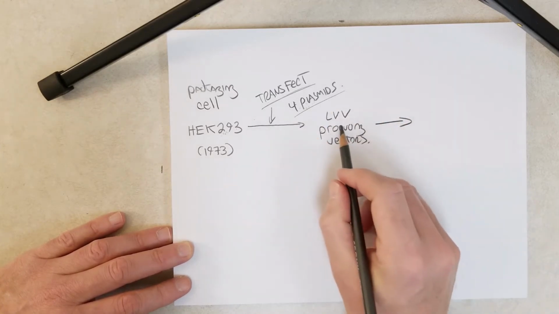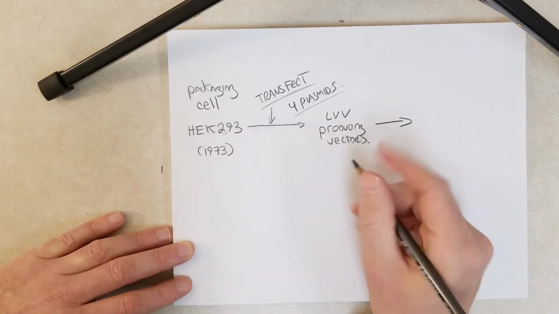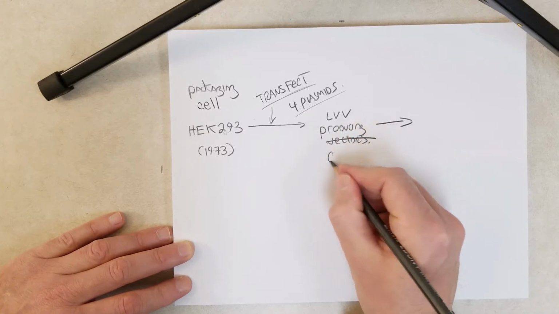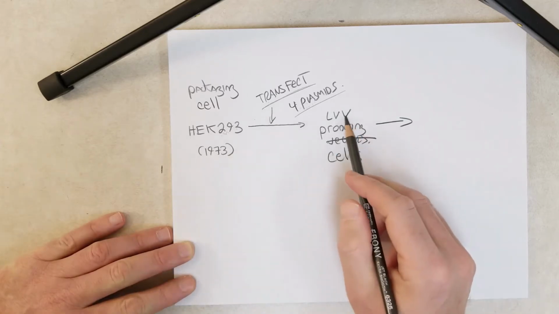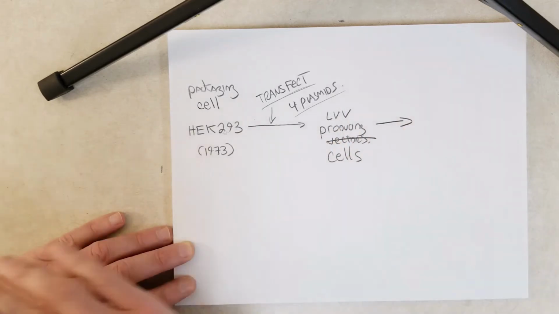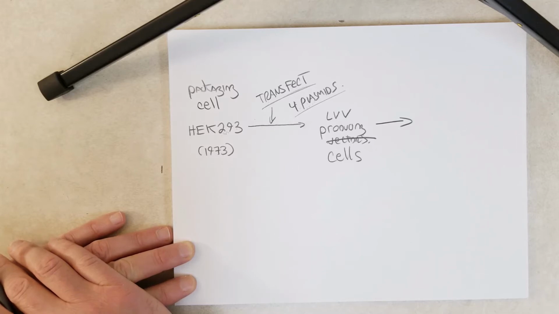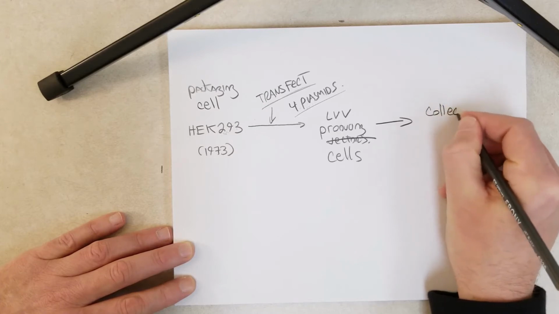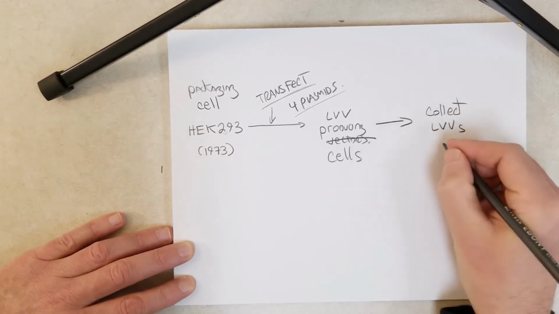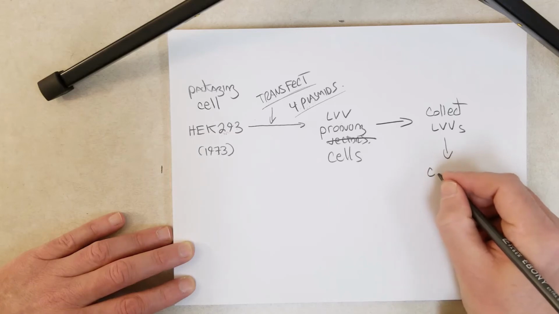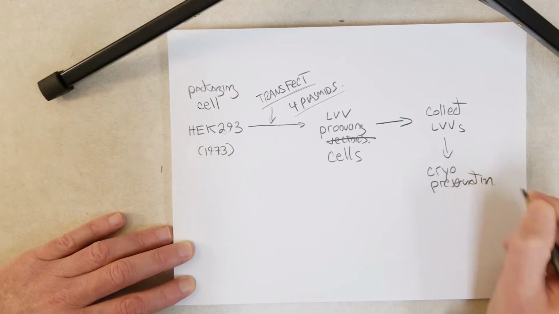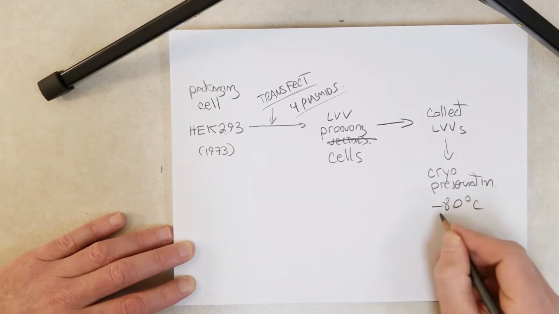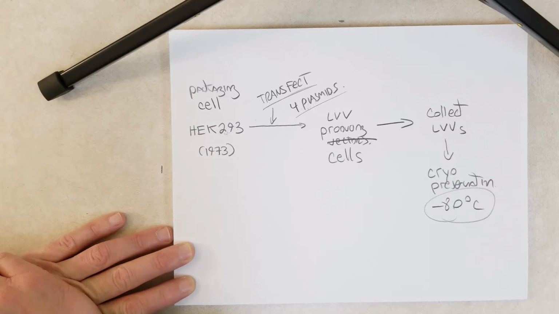After you have some LVV producing cells, the viruses, the LVVs, will bud from the cells, and they can be collected. And they can be preserved. We can say cryopreservation. That means you can store them at, say, minus 80 degrees Celsius, a really cold temperature.